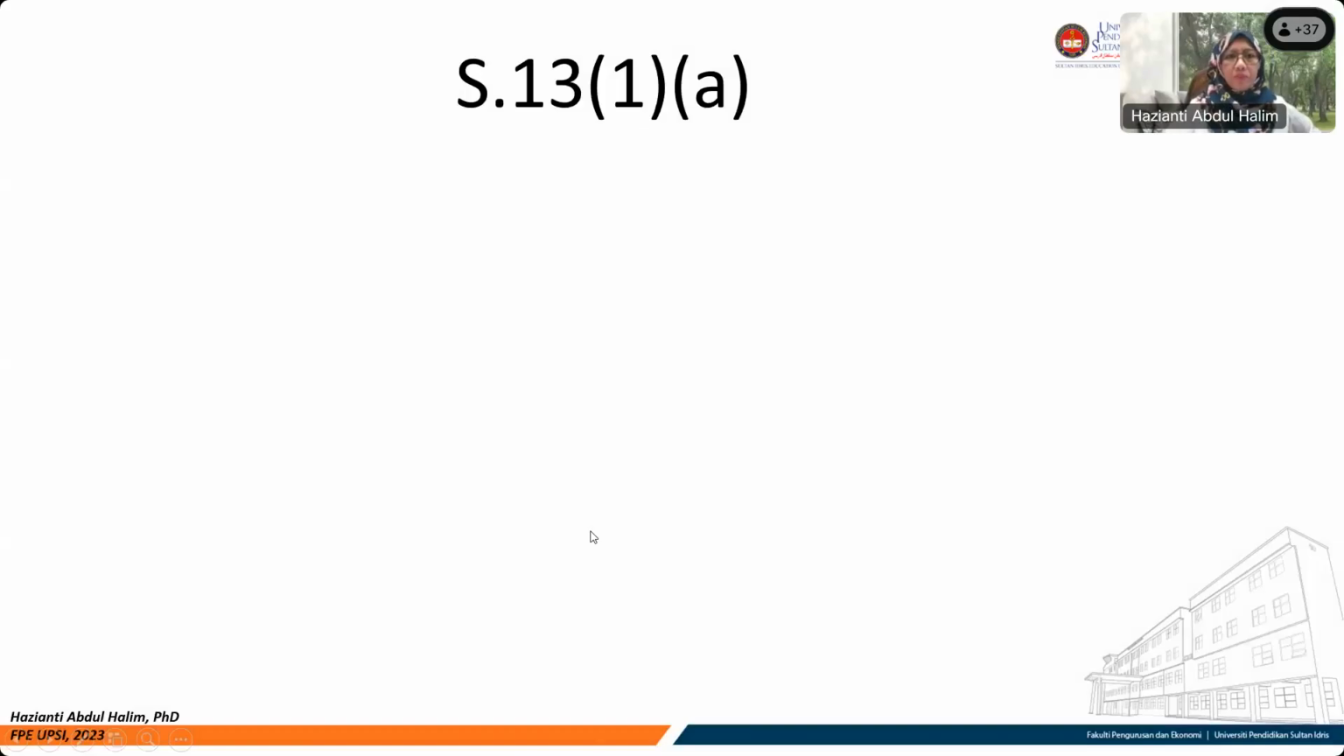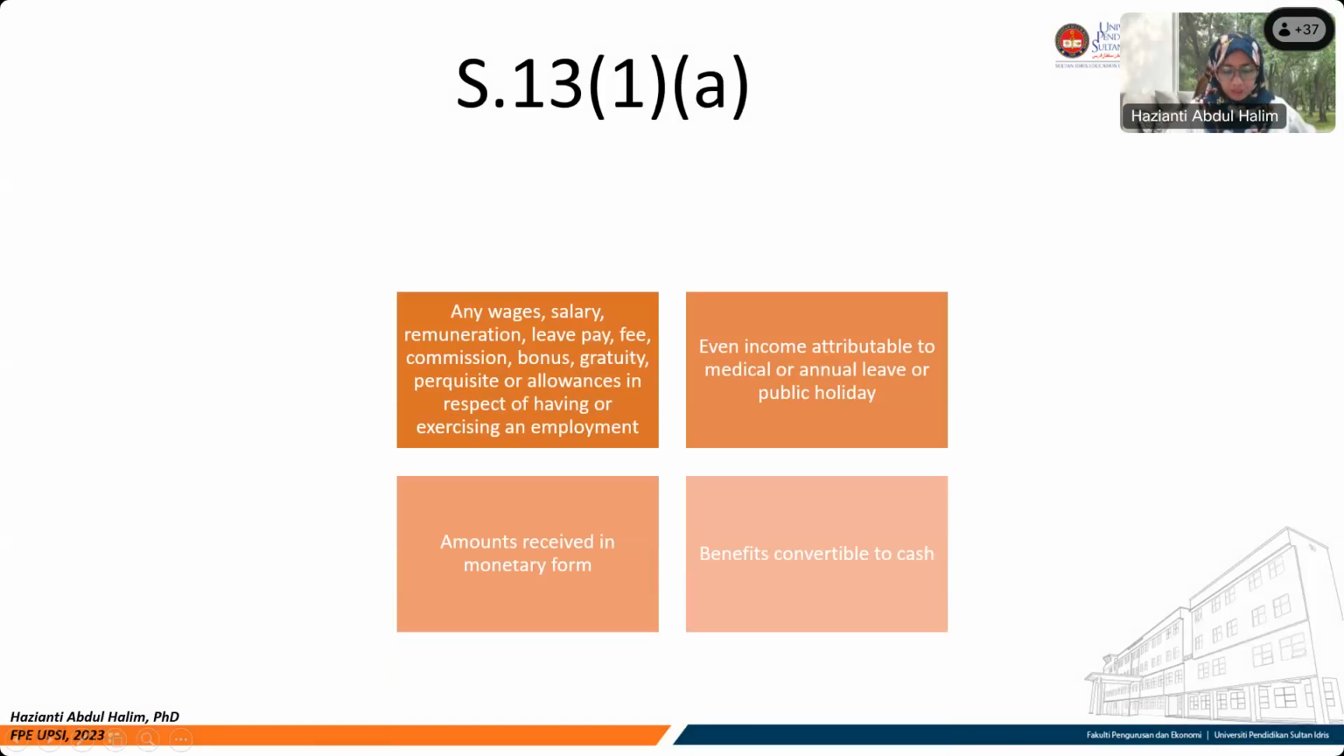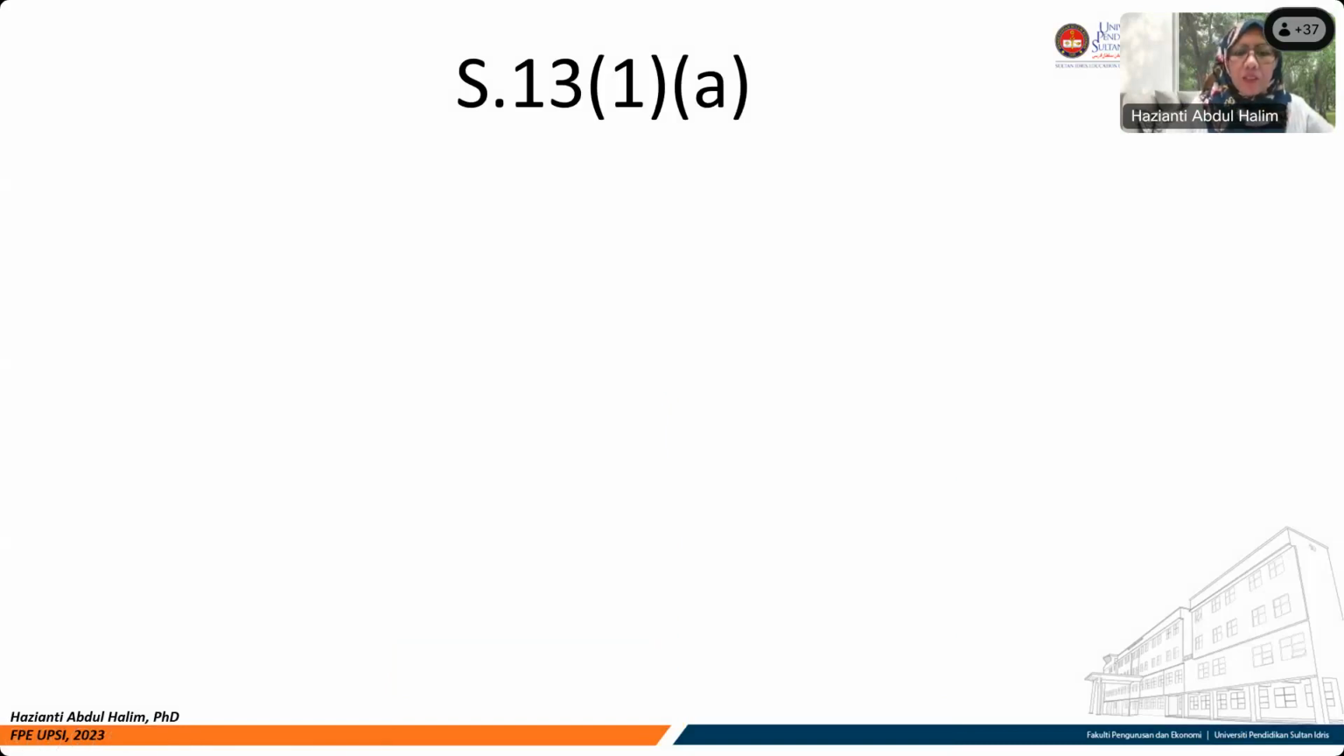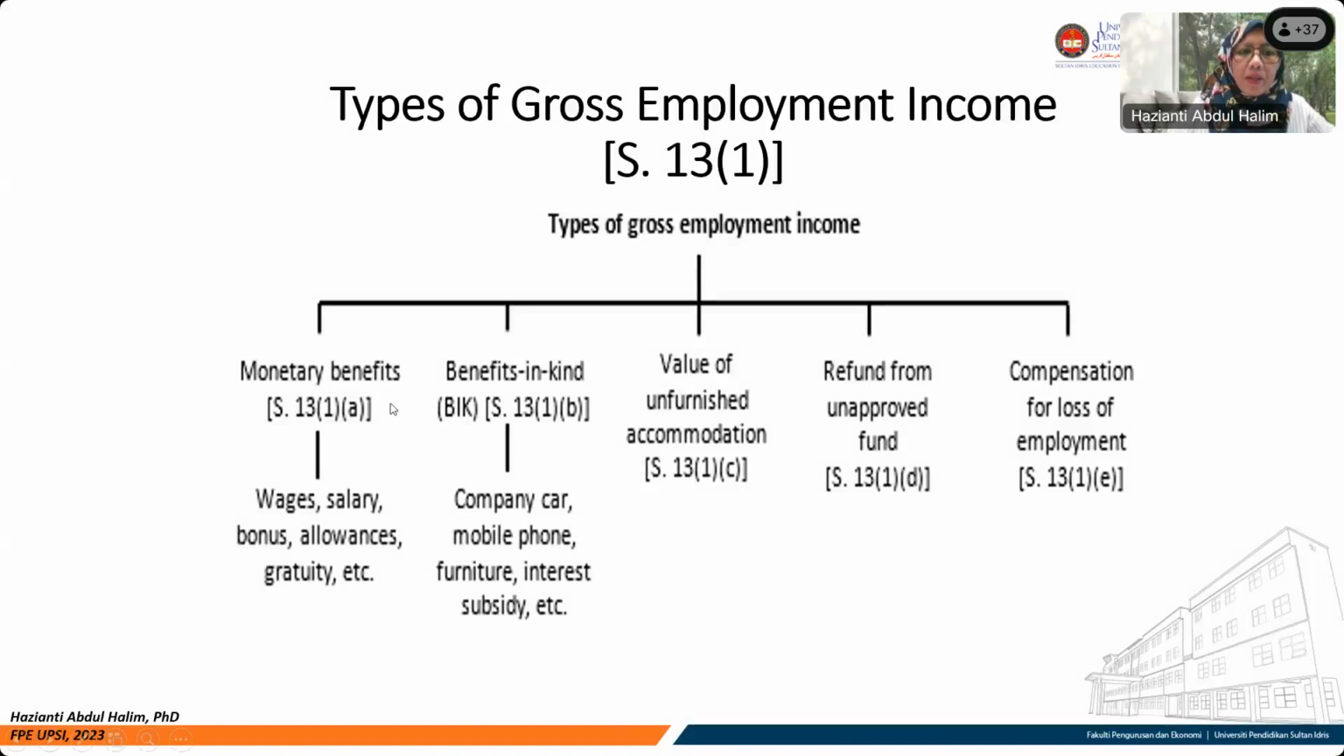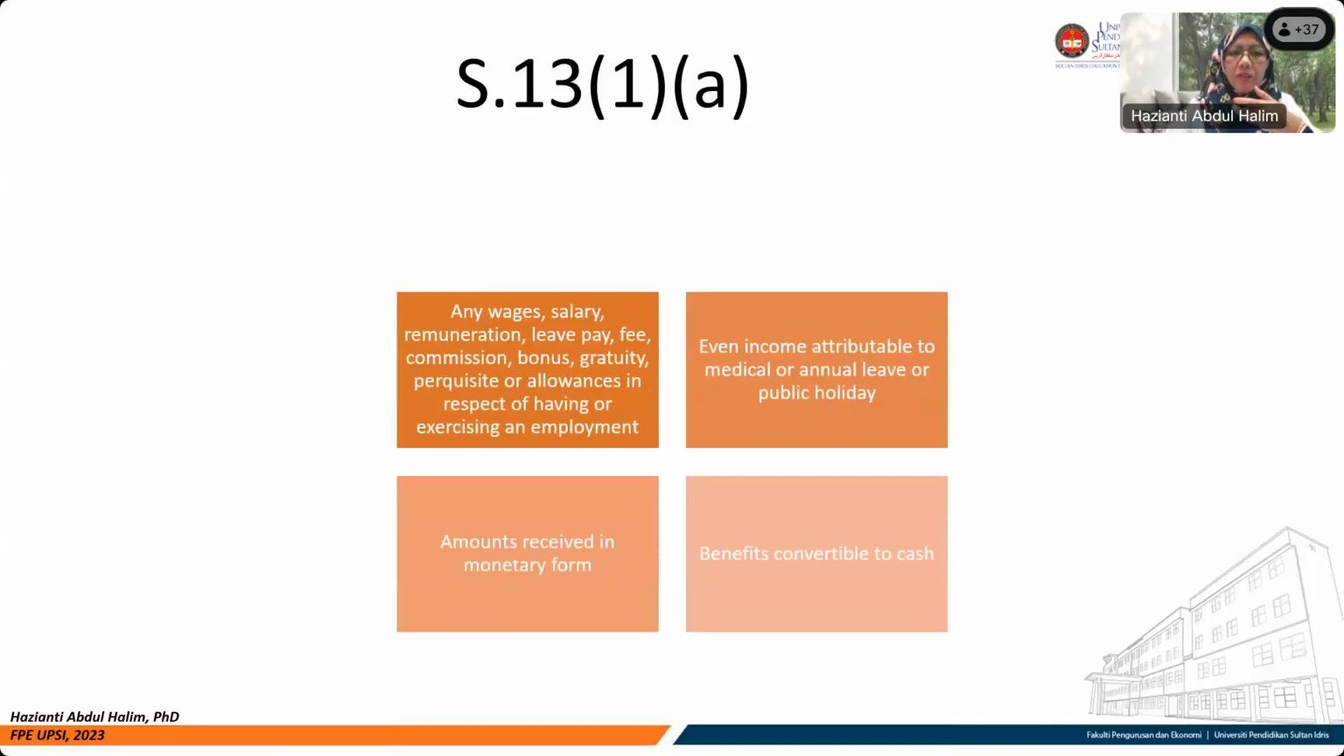So the first one, section 13(1)(a). Okay, 1A, kalau tengok dekat sini, what we have here is monetary benefits. Monetary benefits, which means the benefit that you get is in terms of monetary or money lah, cash. Right, so here, any wages, salary, remuneration, leave pay, fee, commission, bonus, gratuity, semualah in respect of having or exercising an employment. Dah buat kerja, dapat upah dalam bentuk cash. Itu will fall under section 13(1)(a).